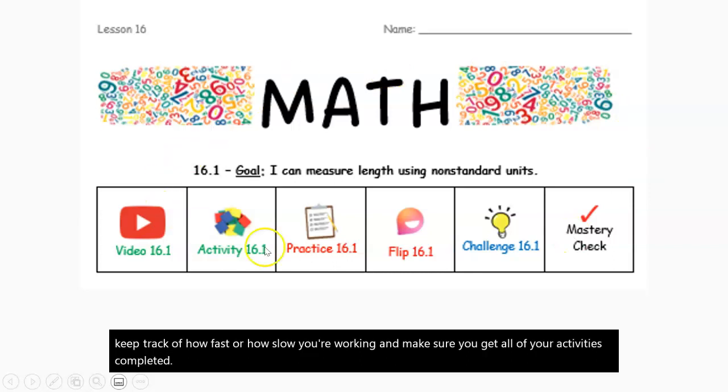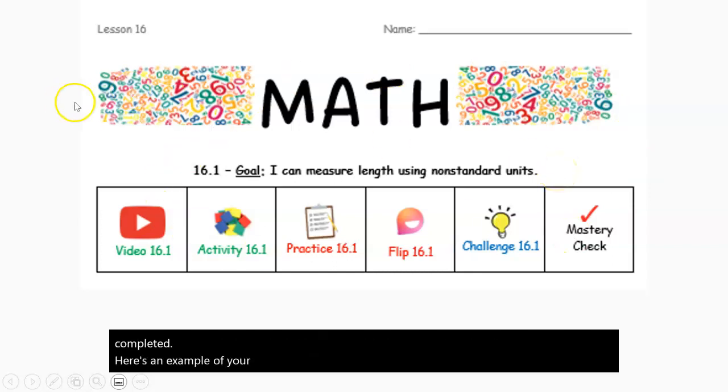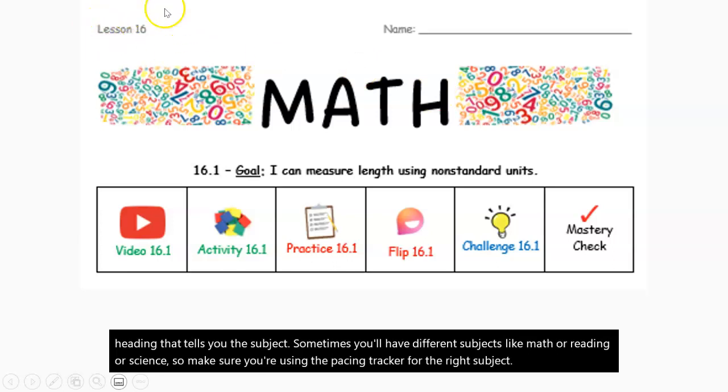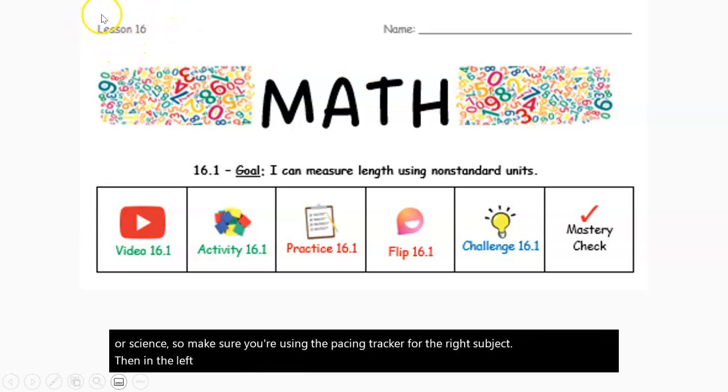Now here's an example of your math pacing tracker. You'll notice right at the top there's a big bold heading that tells you the subject. Sometimes you'll have different subjects like math or reading or science, so make sure you're using the pacing tracker for the right subject. Then in the left corner, you'll see that it tells you what lesson you're working on, if your subject is organized by lessons.